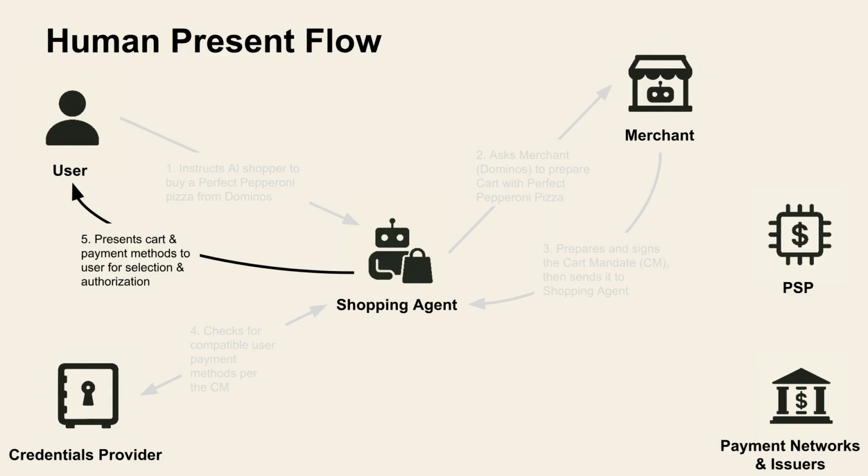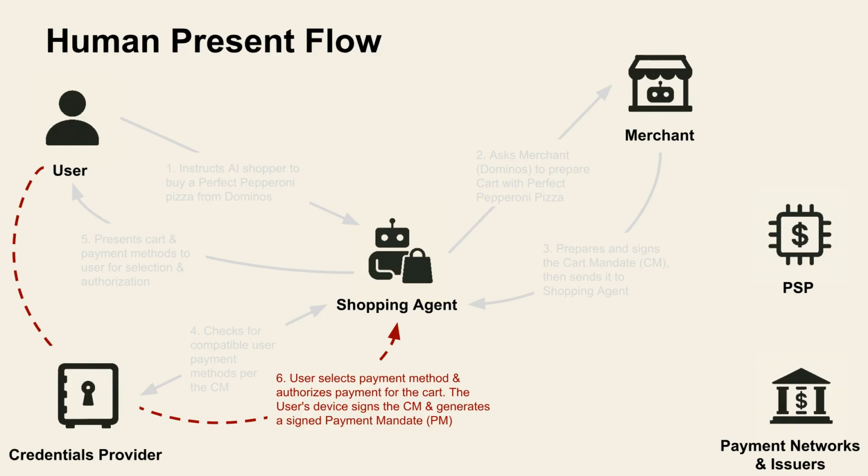Step 5. The shopping agent now presents the cart mandate and the available payment methods for the user to select from and authorize the order per the specifics of the cart. This can manifest as a final confirmation request showing the cart items, delivery details, as well as compatible payment methods available. Step 6. The user selects the payment method and authorizes the order. In practice, the user's device signs the cart mandate and a payment mandate. The act of the user authorizing the cart and payment mandates involves the credential provider, like how an app invokes Google or Apple Wallet for an in-app purchase, triggering a biometric authentication such as Face ID.